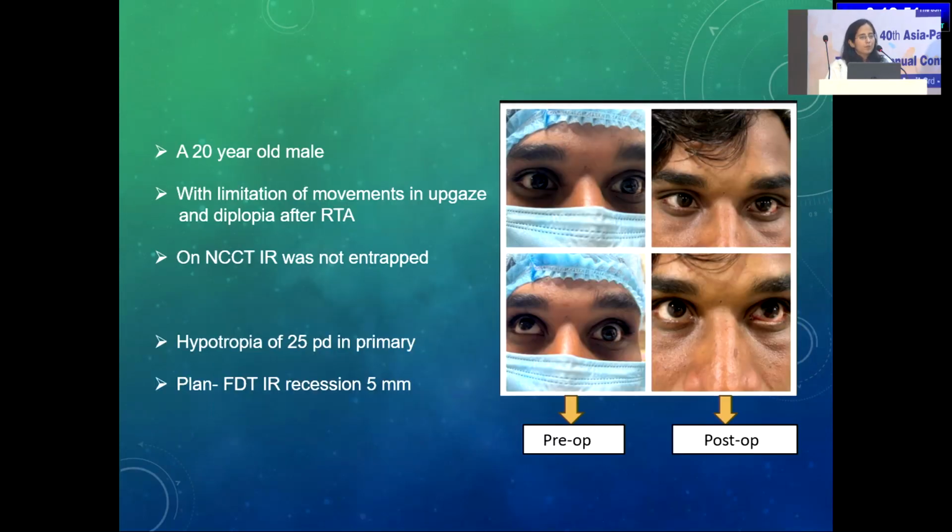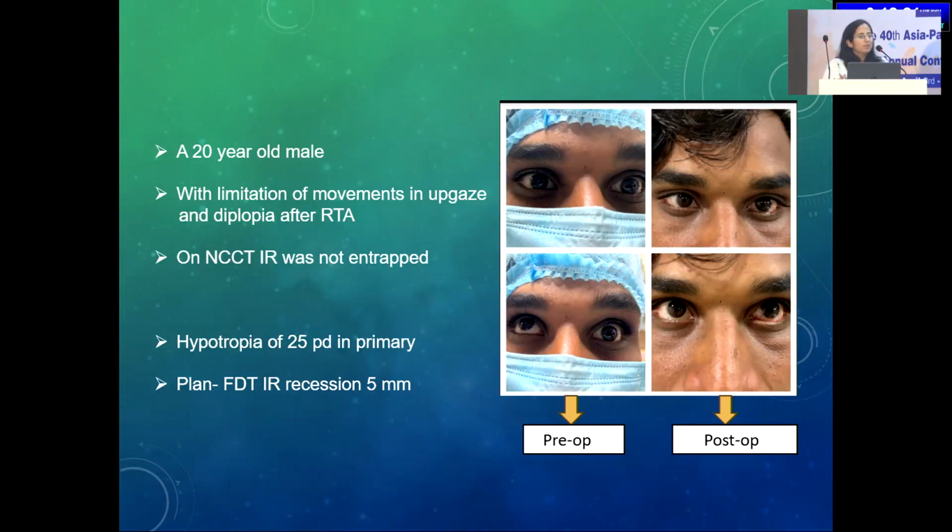A similar case was a 20-year-old male. He had a history of RTA, and following that he developed limitation of movements in the up gaze. On NCCT we found that the inferior rectus was not entrapped and there was no evident orbital fracture. There was a hypotropia of 25 prism diopters in primary. So a forced duction test was done for inferior rectus and it was found to be tight. Again, an inferior rectus recession of 5 mm was done.